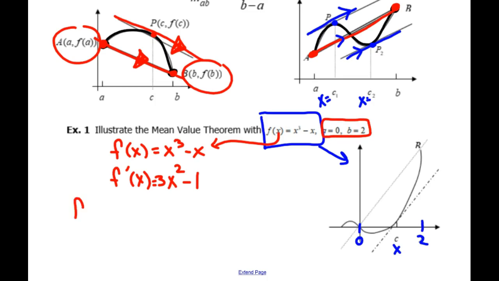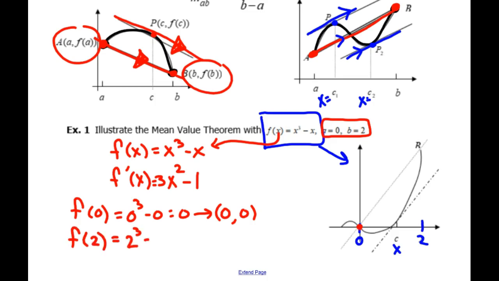Then we have to use these two points here and find the secant slope. So again, f of 0 would be 0 cubed minus 0, which is 0, so the point 0 comma 0. That's the first point. And f of 2 is 2 cubed minus 2. 8 minus 2 is 6. So that gives us the point 2 comma 6.